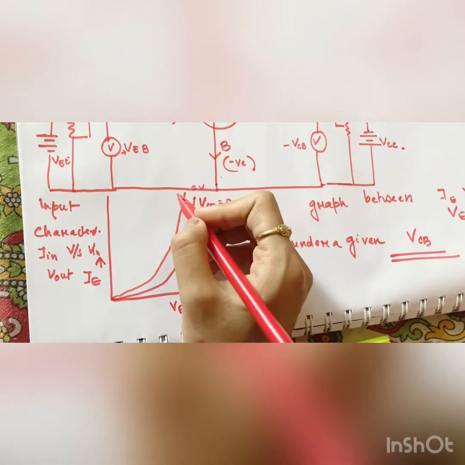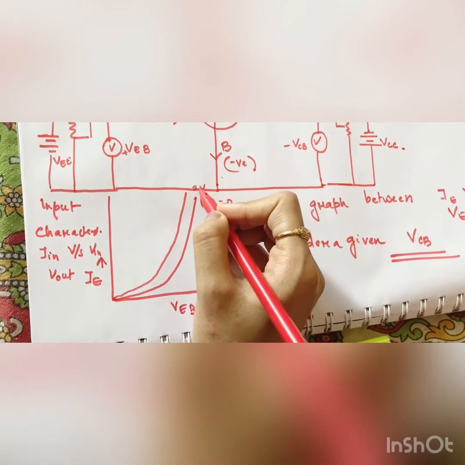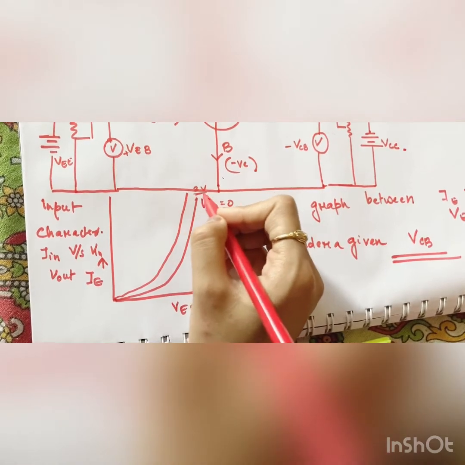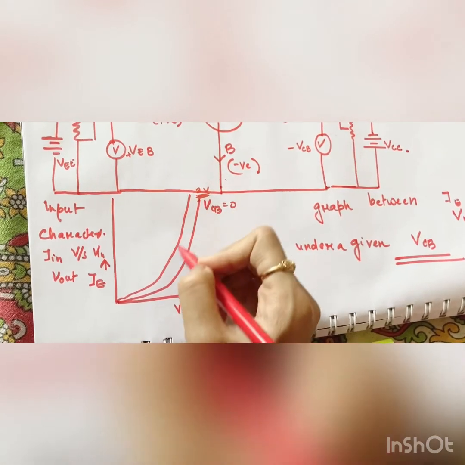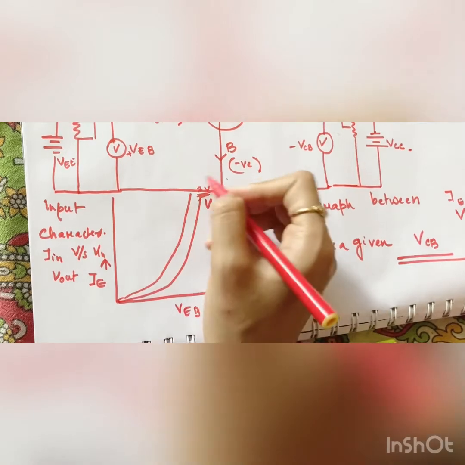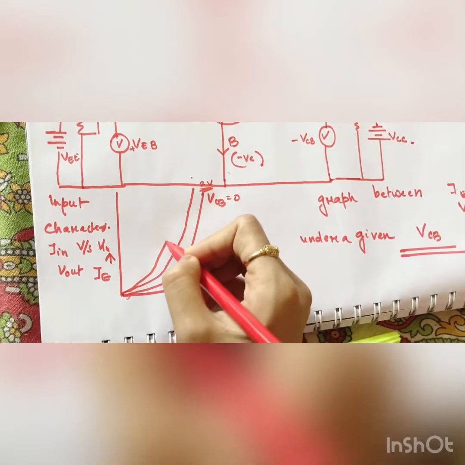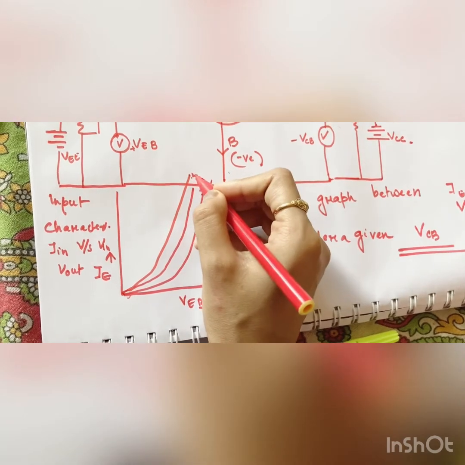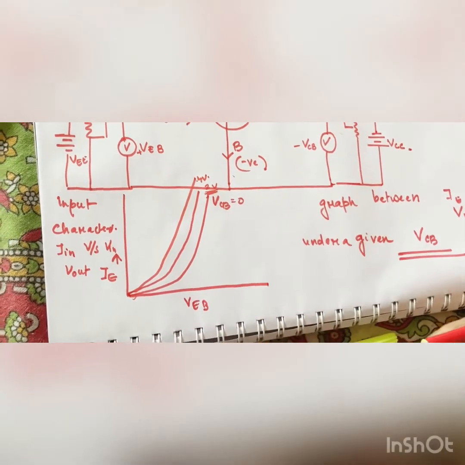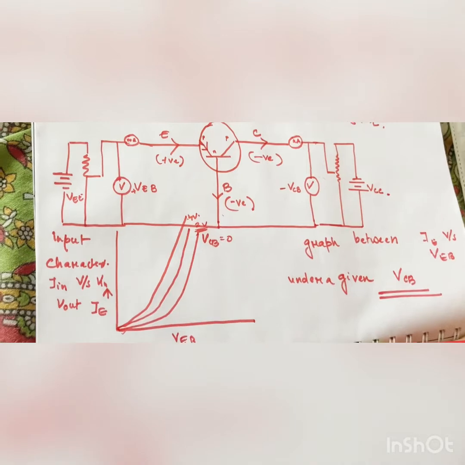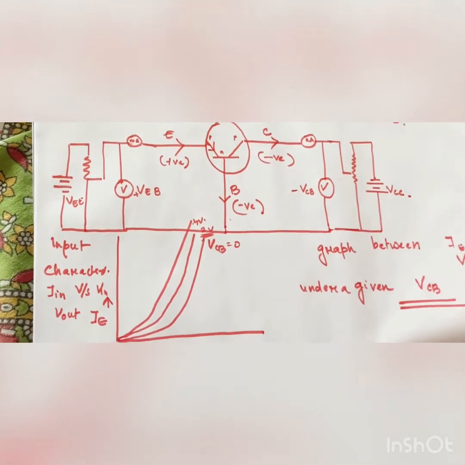For this curve, the 2 volt is constant, right? So again when VCB is 4 volt, this will vary like this, and so on. Okay, this is the input characteristics for the common base mode.